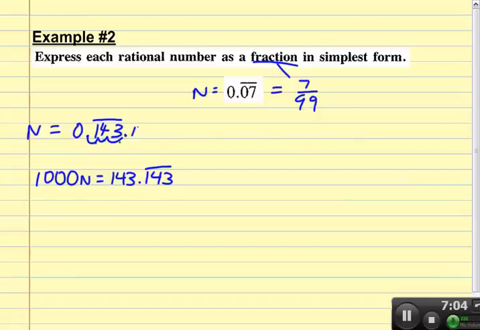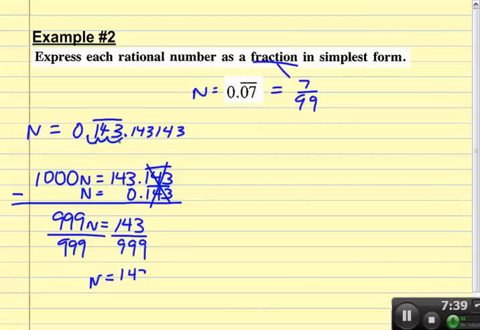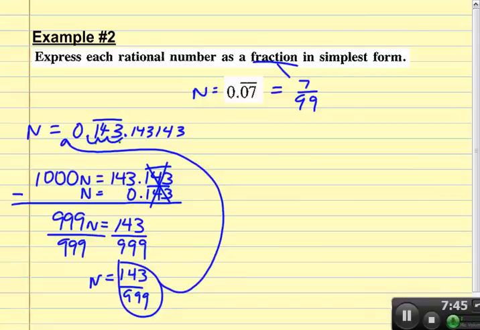But what's behind there? Well, 143, 143. Okay, it keeps going. So 1,000n equals that, and n is equal to 0.143 repeating. Oh, so now you see why we multiplied by 1,000. When I subtract, this just goes away, and I'm going to be left with 999n is equal to 143. Divide both sides by 999, and I'm going to get n is equal to 143 over 999. There we go. That's what that is.